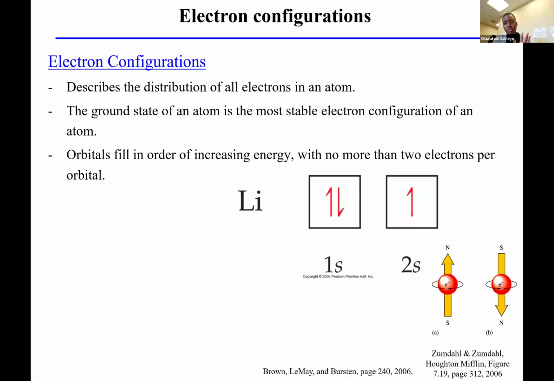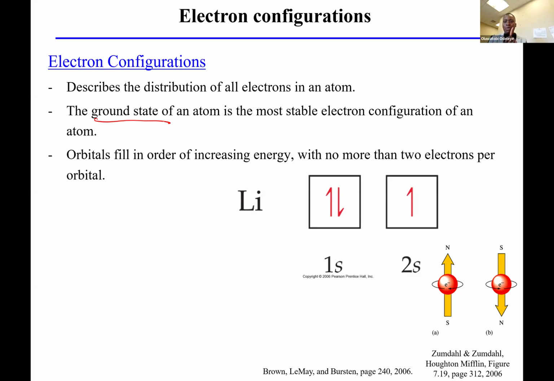When we write electron configurations, our ground state is going to be the most stable configuration. That's typically where the atoms want to be. And one thing that I want you to know when we write out these electron configurations is that we fill orbitals. So now we've talked about orbitals. We know what these orbitals are. We fill them in order of increasing energy.